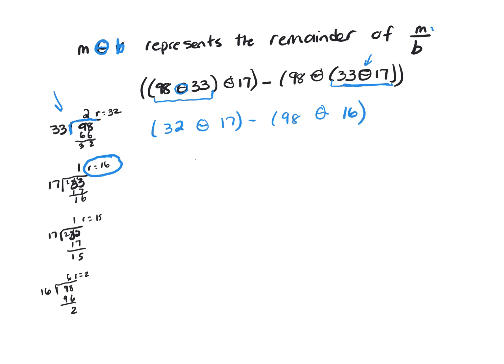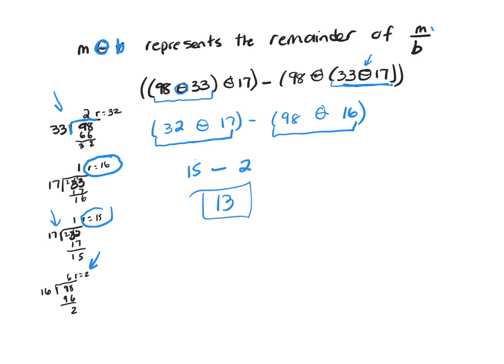Now we've got three more calculations. This represents 32 divided by 17, and that's here, and that remainder was 15, minus 98 divided by 16. I did that calculation here. The remainder is 2. And you see a pattern. You get a pattern where you probably won't even have to do the long division. You can see what the remainder is going to be. And then 15 minus 2 is 13, and that's your answer.